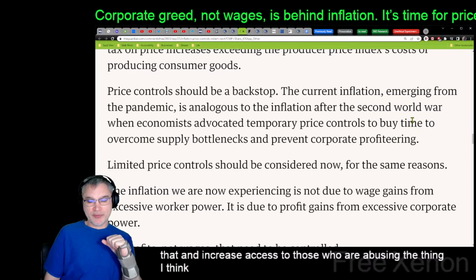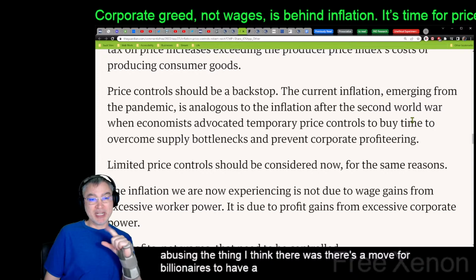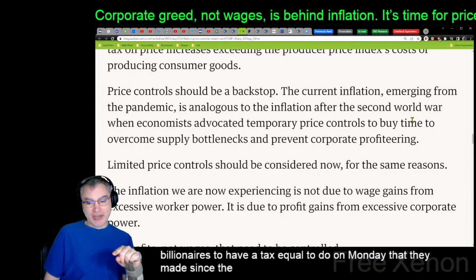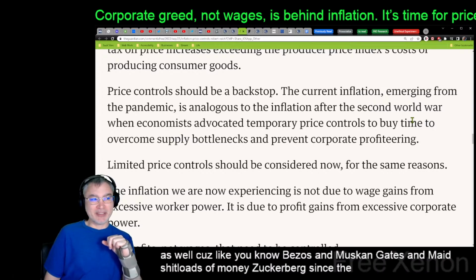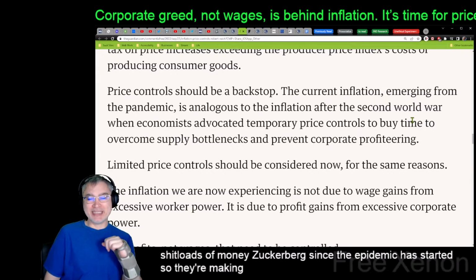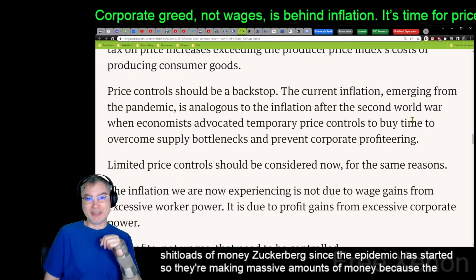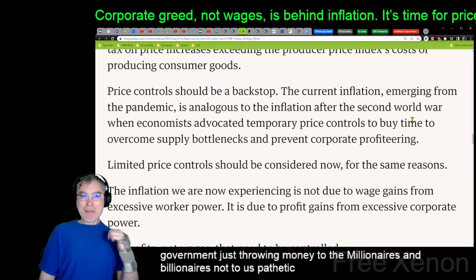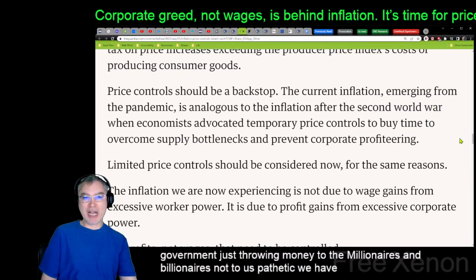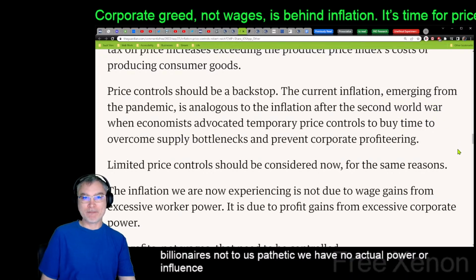I think there's a move for billionaires to have a tax equal to the amount of money that they've made since the pandemic has started. I very much support that as well, because Bezos and Musk and Gates have made shitloads of money. Zuckerberg too, since the pandemic has started, so they're making just massive amounts of money because the government is throwing money to the millionaires and billionaires, and not to us pathetic peasants who have no actual power or influence in the government.